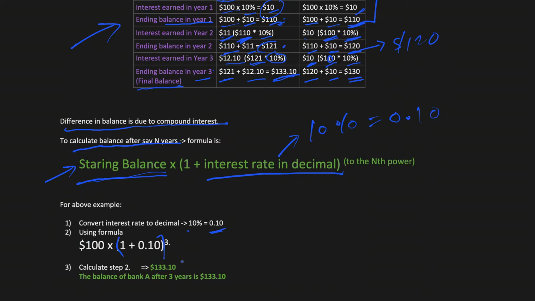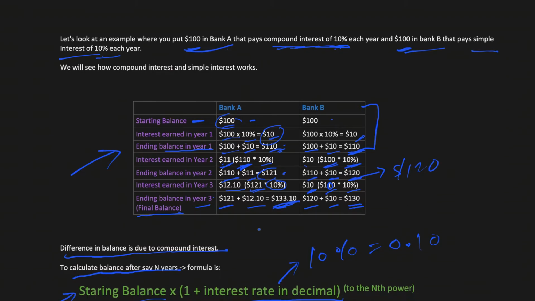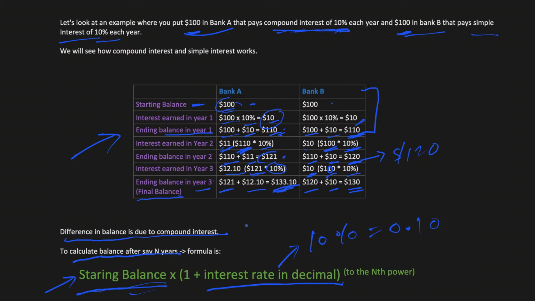If we solve this, we get $133.10, which is same as this. So the balance of bank A after 3 years is $133.10. Great. So this is how we calculate compound interest using this simple formula. And I hope this example made it easy enough to see the difference between compound interest, that was bank A, and simple interest, which was bank B.